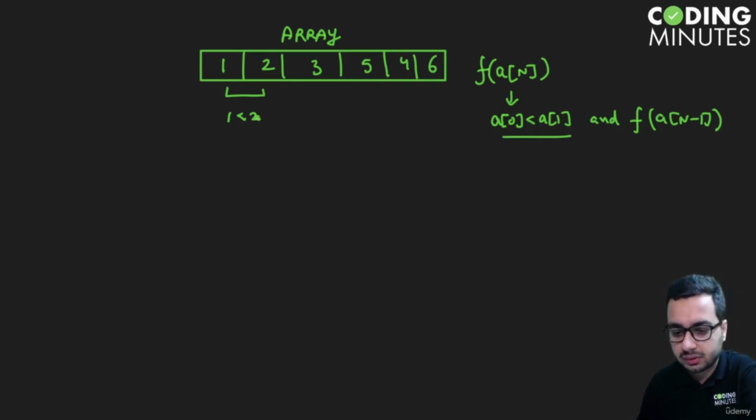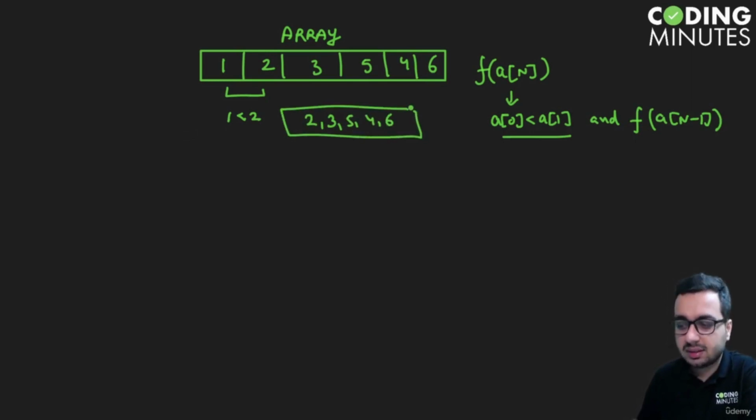So what I'm going to tell, if 1 is less than 2 and 2, 3, 5, 4, 6, this is the remaining array, is this array sorted? Again, I will make a recursive call. So I'm breaking down this code.